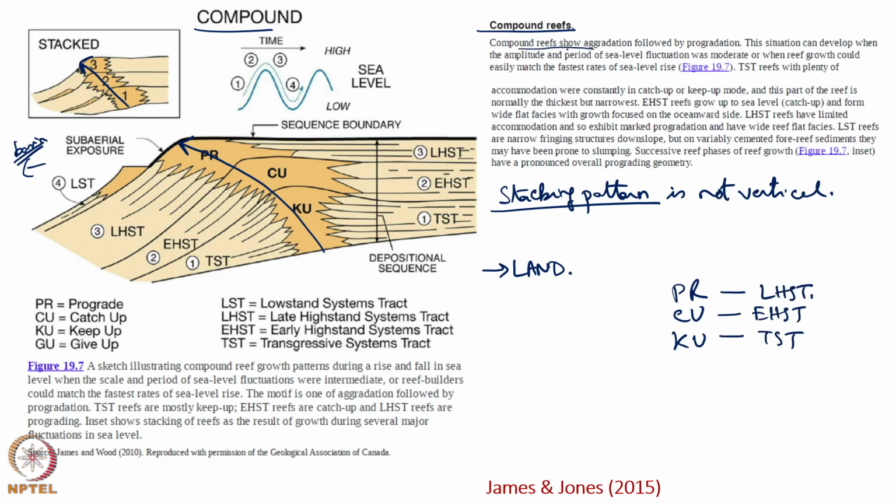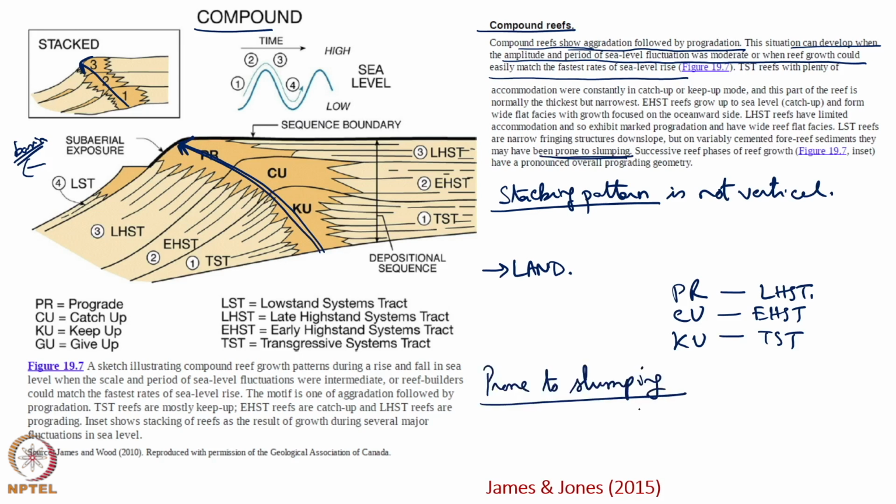These reefs are produced due to aggradation followed by progradation, and this situation can develop when the amplitude and period of sea level fluctuation was moderate or when the reef growth could easily match the fastest rates of the sea level rise. As you see, the stacking is non-vertical, they are prone to slumping or prone to failure.